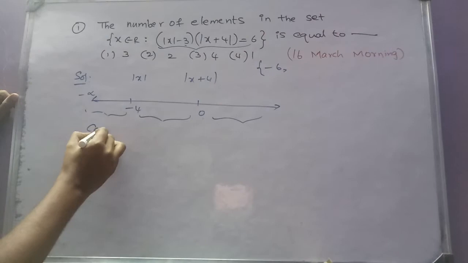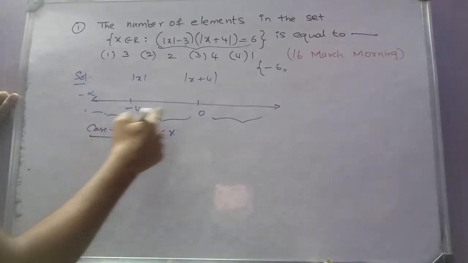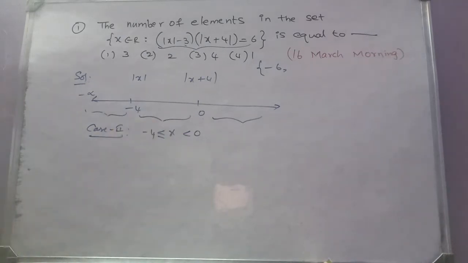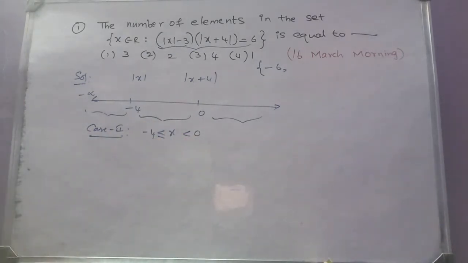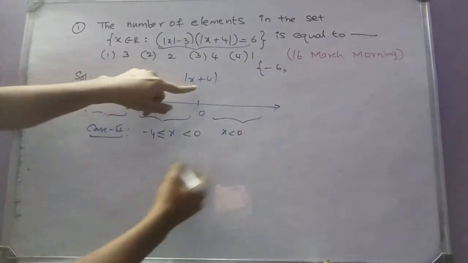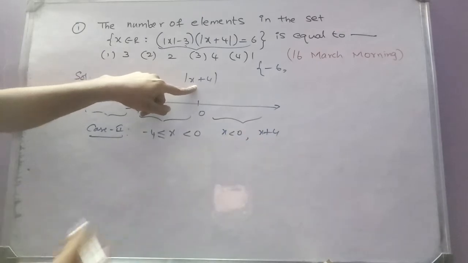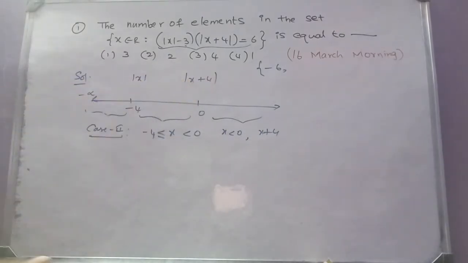So in case 2, x is greater than or equal to -4 but less than 0. You take any number between -4 and 0, for example, -3. So x is -3, so x is negative. And what about x plus 4? Since x is -3, for example, -3 plus 4 is 1. So x plus 4 is positive.